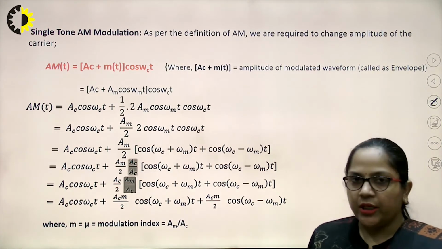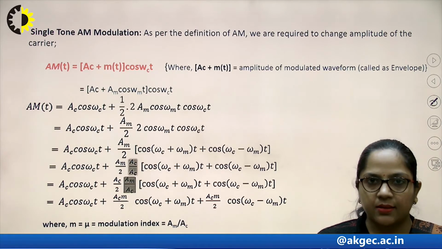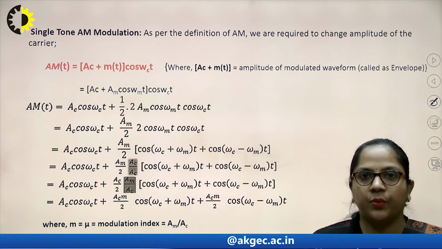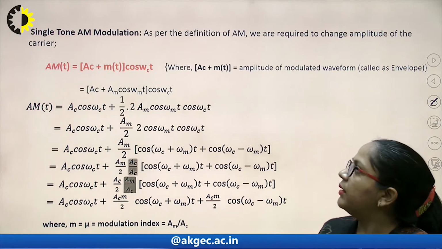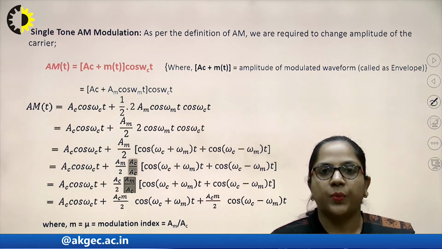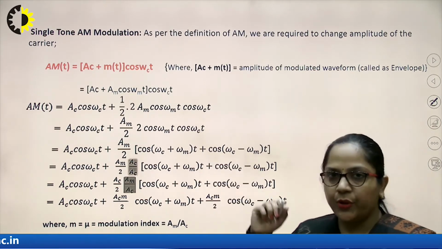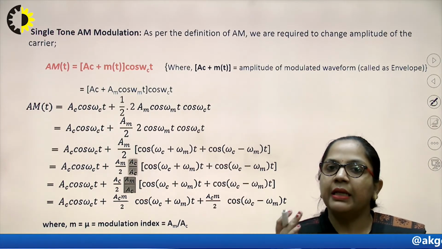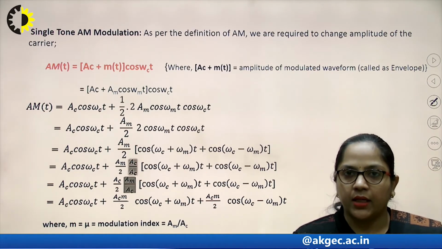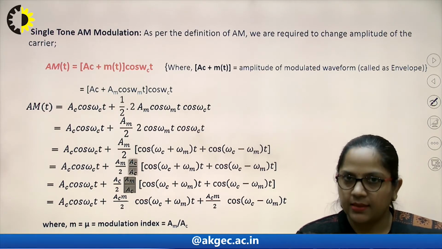Single tone AM modulation. What is single tone AM modulation? If we are considering only one message signal, then it is called single tone amplitude modulation. So we have considered m(t) = Am cos 2π fm t. Now, what is amplitude modulation? In AM, the amplitude of the high frequency carrier signal varies according to the amplitude, or the instantaneous value, of the message signal.